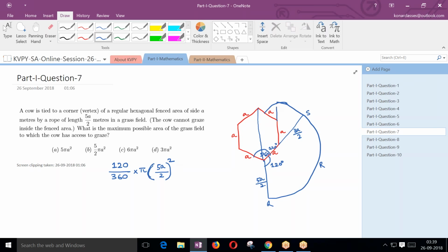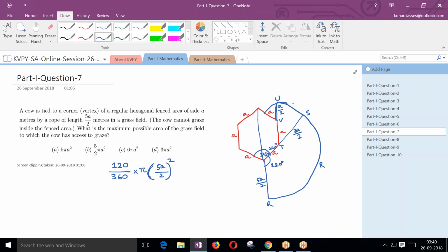as it is 3a by 2, let's give this the name T. Suppose TS is 3a by 2. So if we call the other point U, TU has to be 3a by 2. So as TV is equal to a, VU has to be a by 2. So that means we need to find the area of the region TSU.